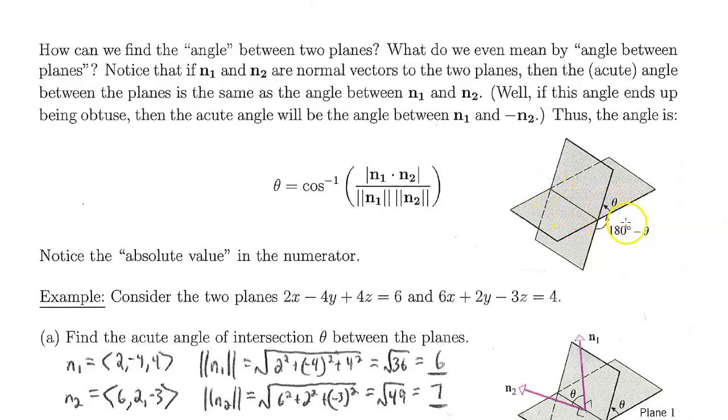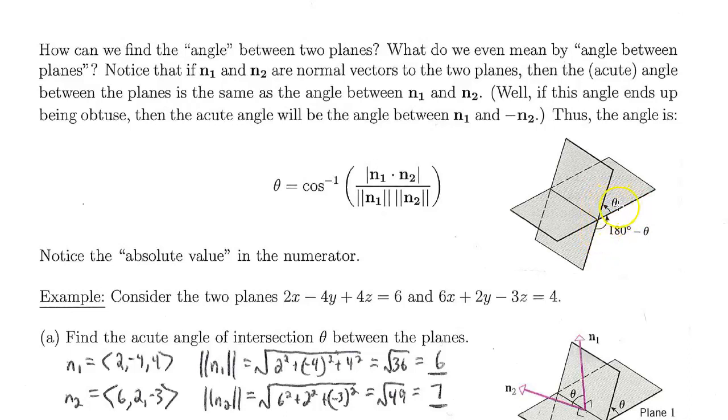Okay, but we could talk about what's the angle between these two planes, and what we mean by angle is this angle here. Now, you could also talk about the angle on the other side here, like this angle. And that would be the obtuse angle between these two planes. So if this angle were, say, 50 degrees, this angle would be 130 degrees, right? Because obviously it has to add up to 180, right?